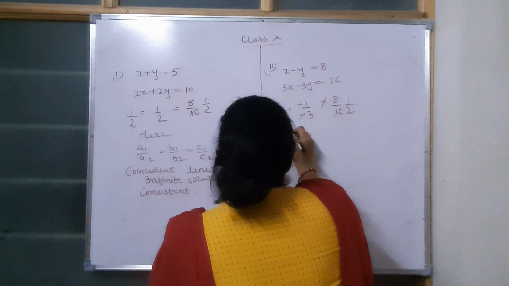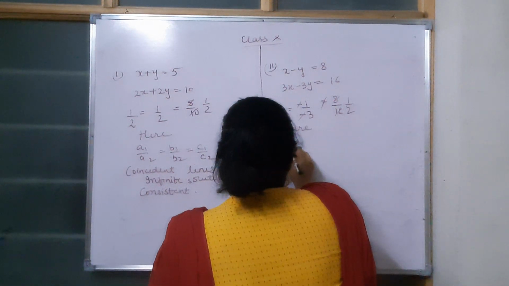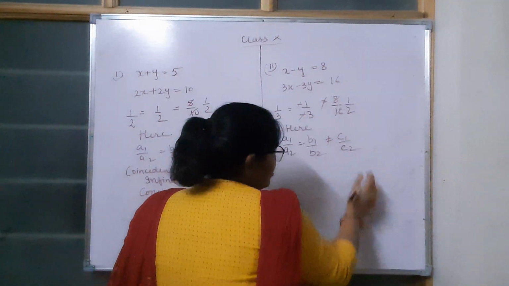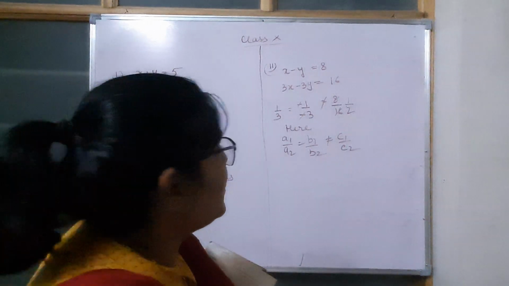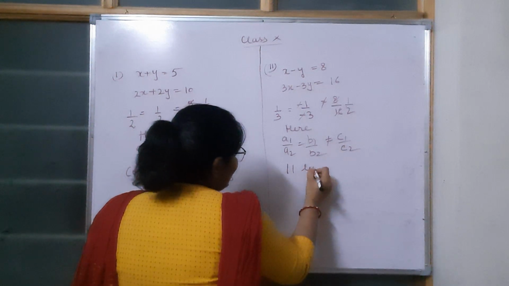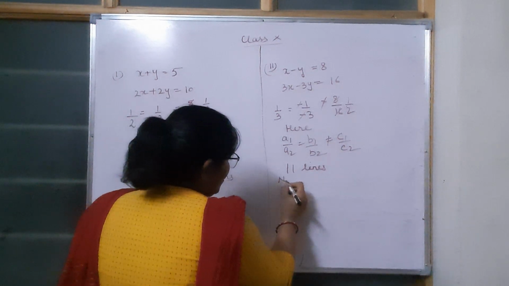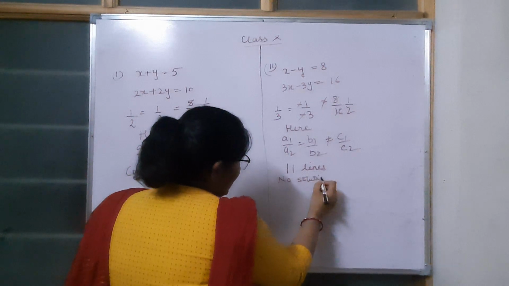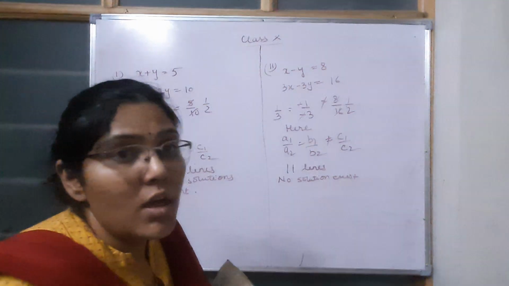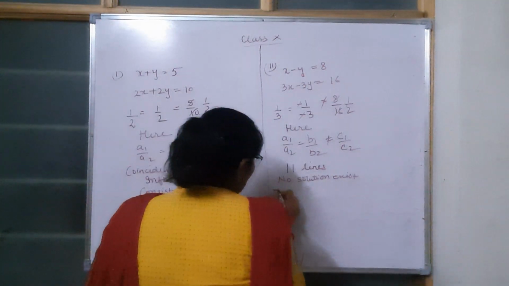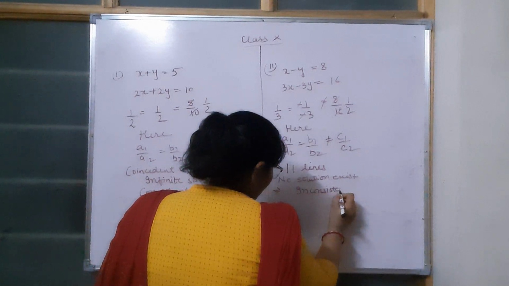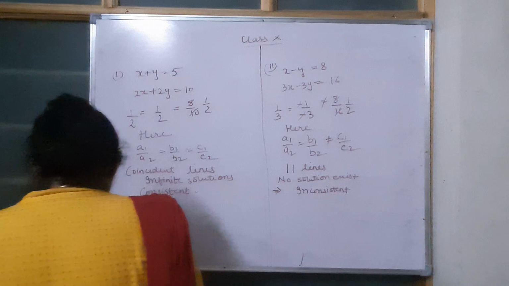It means a1 upon a2 is equal to b1 upon b2 is not equal to c1 upon c2. What does it mean? Parallel lines. When parallel lines are there, no solution exists, because they will never intersect; they will not have any point common between the two lines. So no solution exists. This implies that it is inconsistent. Alright? Okay.